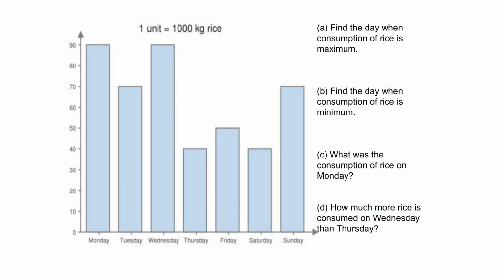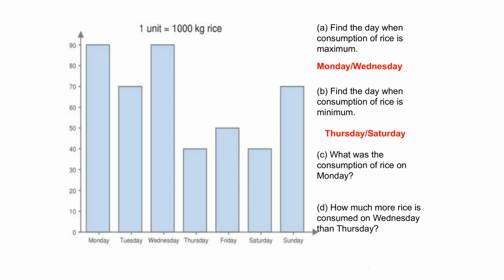Now let's get a little more practical here. We've got the days of the week across the bottom, and we've got kilograms of rice going up the left-hand side. The first question asks us to find the day when the consumption of rice is at its maximum. So look at the graph, and very quickly you're going to see that Monday and Wednesday look like they're pretty much the same. So those are the days when the consumption is the highest. Then it asks us to find the day when the consumption of rice is at its minimum. So we're looking for the smallest values. And again, it's pretty easy to see with a bar graph which one is smallest. So Thursday and Saturday are when it's smallest.